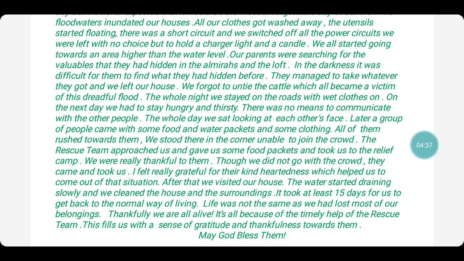The whole night we stayed on the roads with wet clothes on. On the next day we had to stay hungry and thirsty. There was no means to communicate with the other people. Because of the floods, all the cell phone towers are choked, and the phones might have lost their charging also.